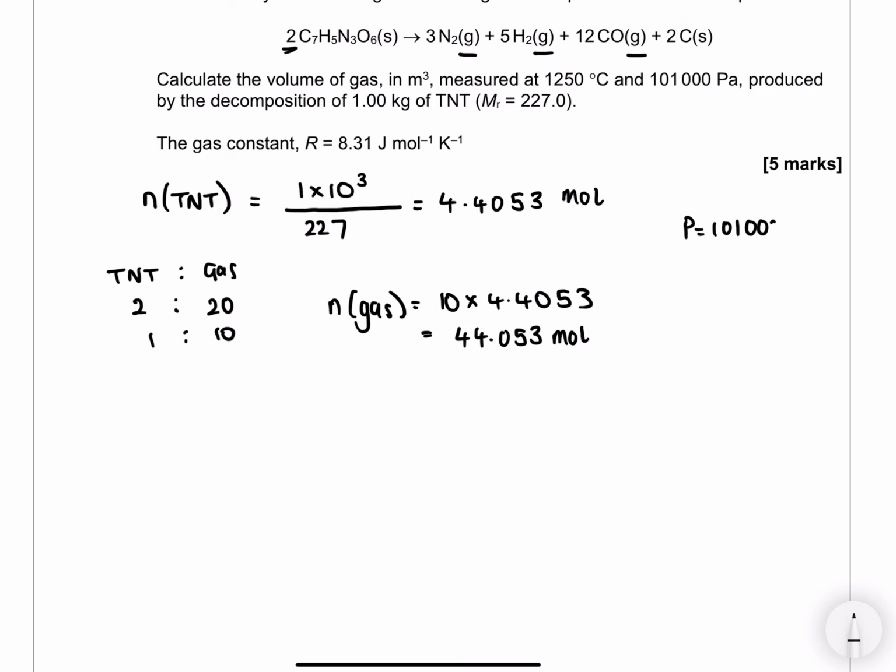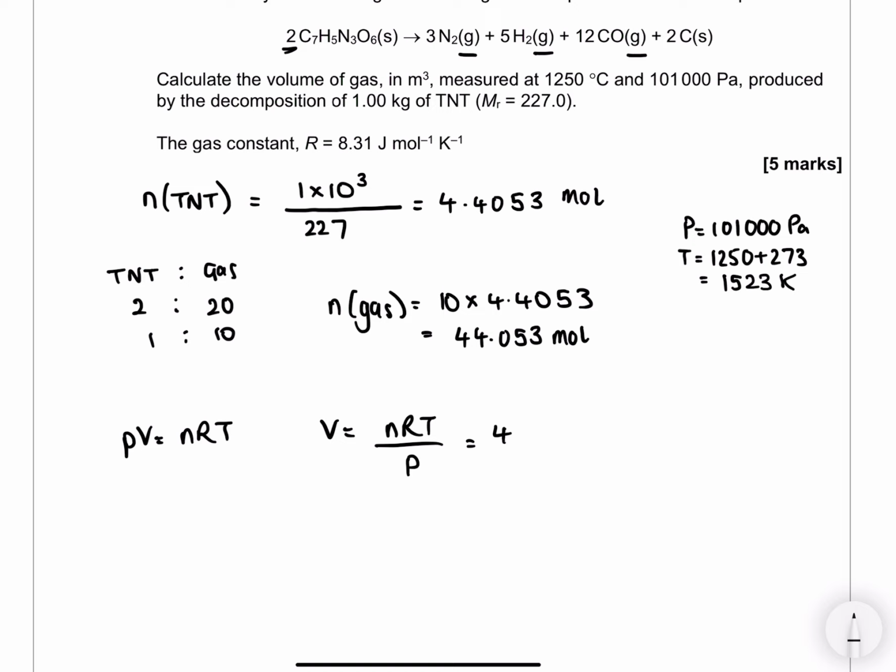And then if we look at the other numbers, we can see that our pressure is already in pascals, so that's okay. Our temperature though needs converting, so we're going to add 273 to get the temperature in Kelvin. So 1523 Kelvin.